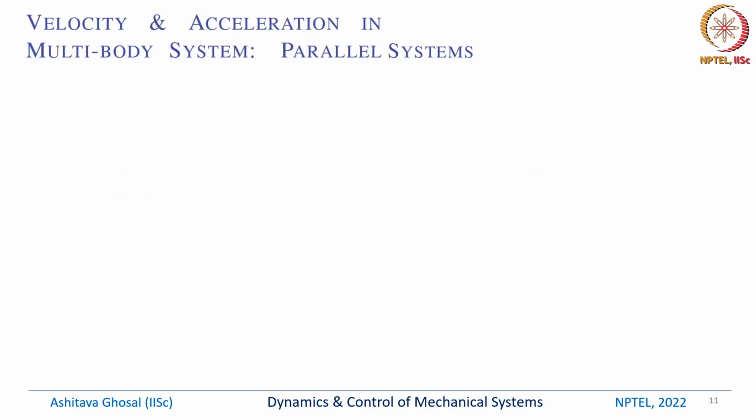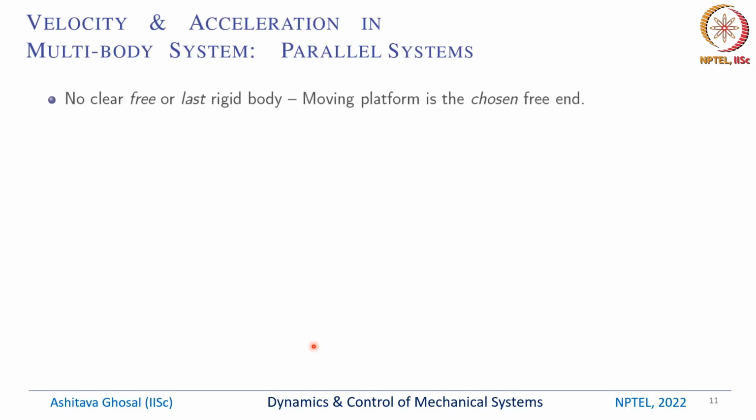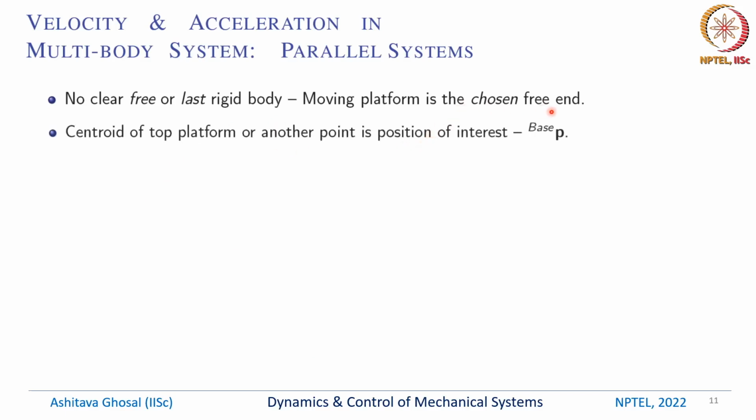So let us continue. Let's look at velocity and acceleration in multibody systems, and we want to look at parallel systems. To repeat, I have said this many times, that there is no clear free or last rigid body in a parallel system. Most of the time the moving platform is chosen as the free end. The centroid of the top platform, or any other point of interest, can be obtained with respect to the fixed or the base coordinate system by a vector.